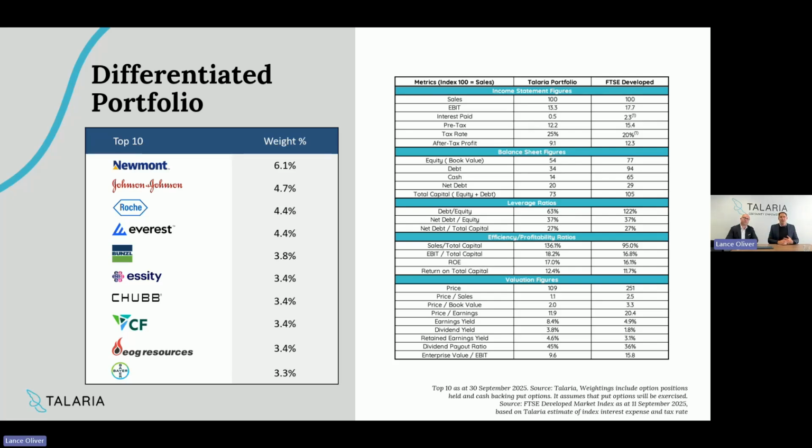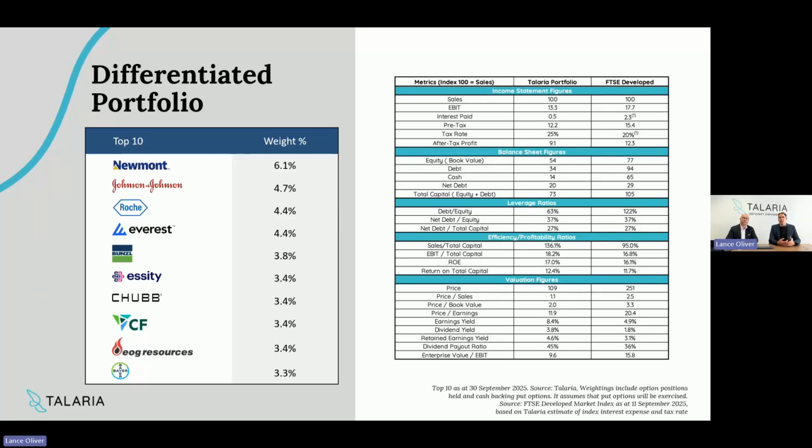You can see the second teal group of metrics from the bottom, the efficiency and profitability ratios. Despite not owning a whole range of fantastic businesses, I don't think they're necessarily going to be fantastic investments, but despite not owning all of them really, you can see that from a returns perspective, the Talaria portfolio is higher quality than is on offer in the market. So, return on equity, return on total capital, EBIT over total capital, all materially better through a quality lens. And then here's where the rubber hits the road, really, the valuation.